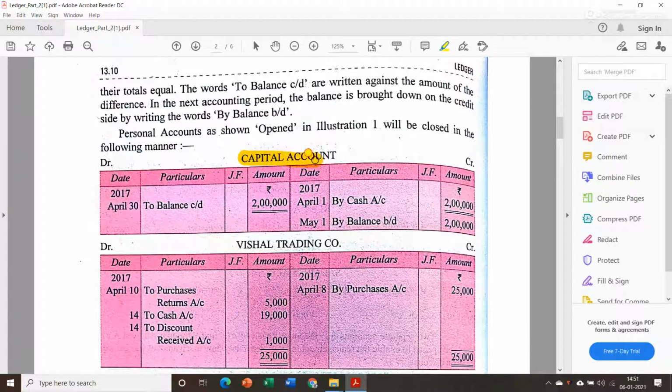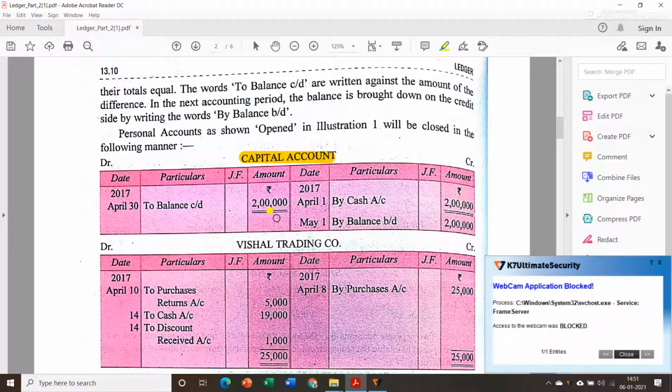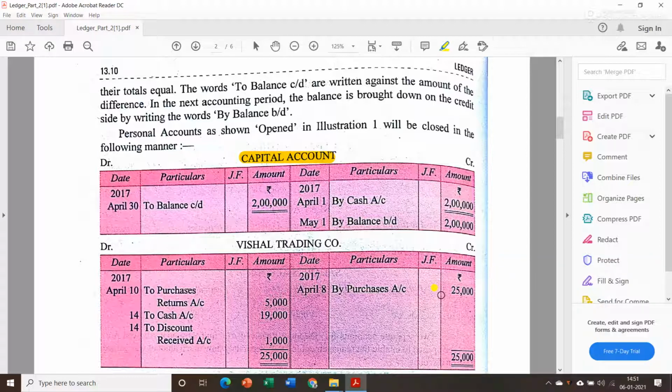As we know, capital account is treated as a personal account, so in this example we are taking our previous session's illustration number 1. If you remember, the first transaction was cash account debited to capital, because cash was introduced as capital. Yesterday we passed one entry in our capital account: on the credit side we wrote by cash account 2 lakh and we left it there, because we had only one transaction regarding the capital account.